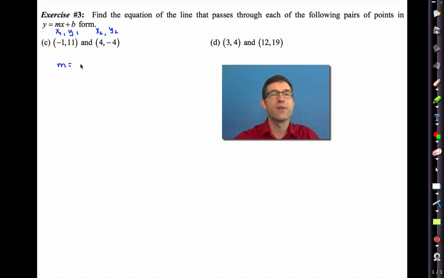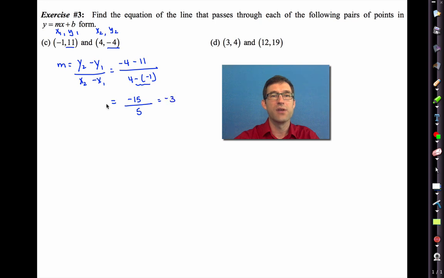Okay. Let's again figure out the slope first. y2 minus y1 divided by x2 minus x1. That'll be -4 minus 11, divided by x2 minus x1. Again, watch out for the double negative. Okay, -4 minus 11, again, a little bit tricky, -15. 4 plus 1 is 5, and that gives me a slope of -3. I keep doing the ones with the nice slopes. Sorry about that. But I get y equals -3x plus b, right?